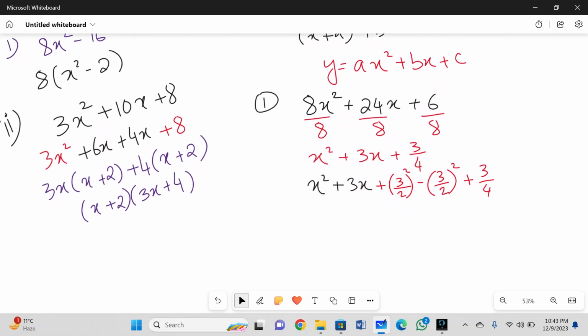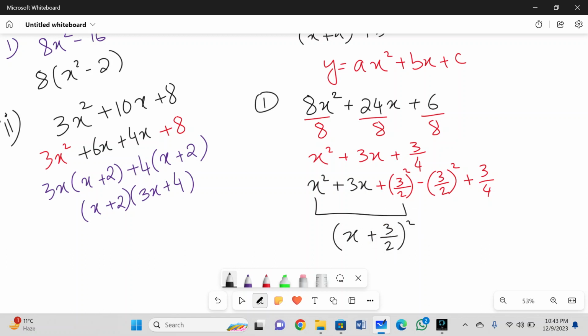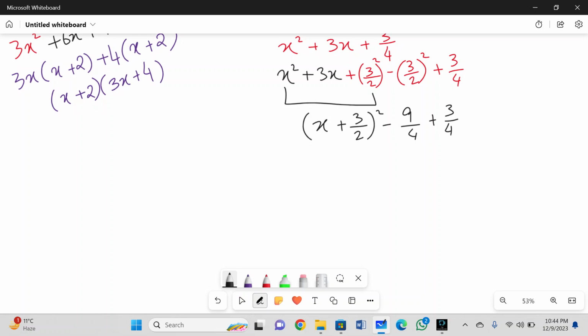Now after this step, you will write first and the third term in form of square, which will be x plus 3 over 2 whole square. Now solve the remaining terms. 3 square will be 9, whereas 2 square will be 4, plus 3 over 4. We can simplify it further, which is going to be x plus 3 over 2 whole square minus 6 over 4. So now this is in the form of x plus a whole square plus b.